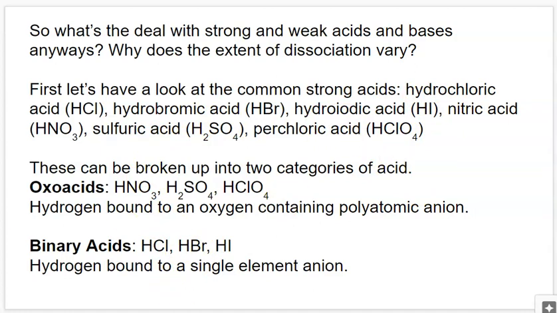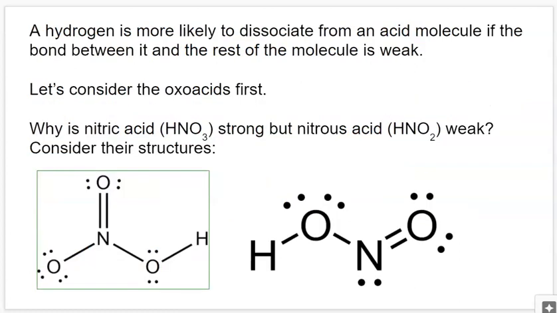And let's look at the trends for these and why these are considered to be strong. So let's focus on nitric acid first. We can tell if a hydrogen is going to dissociate from an acid molecule depending on how strong the bond is of the hydrogen atom to the rest of the molecule. And it's going to be more likely to split from the molecule in the case of a strong acid if the bond between the hydrogen and the rest of the molecule is weak.